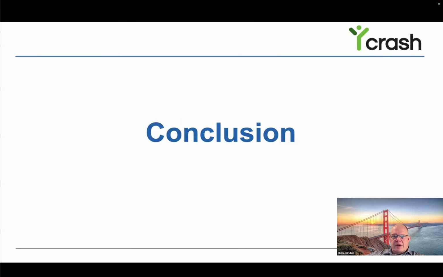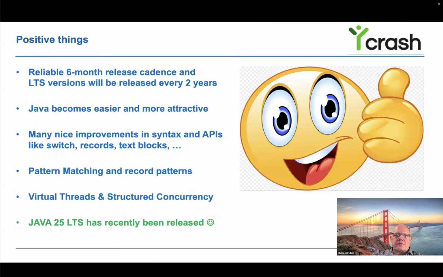And let me come to my conclusion. What is really cool, we now got this reliable 6 months release cadence. We get long-term support release versions every 2 years. As you see, Java is getting easier and more attractive. We have some nice improvements like switch records and so on. Pattern matching is nice. Record patterns are really cool. Virtual threads and structured concurrency are a game changer when it comes to multi-threading. And yeah, Java 25 just got released and it's really nice to use it.